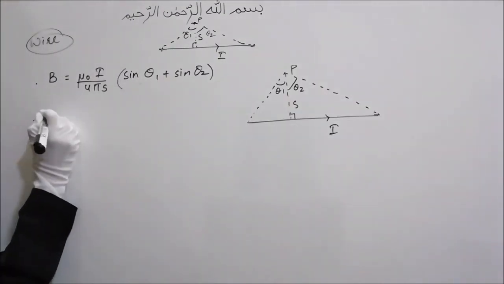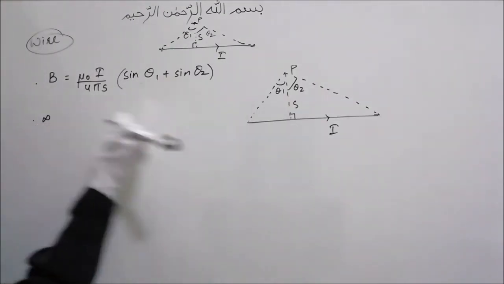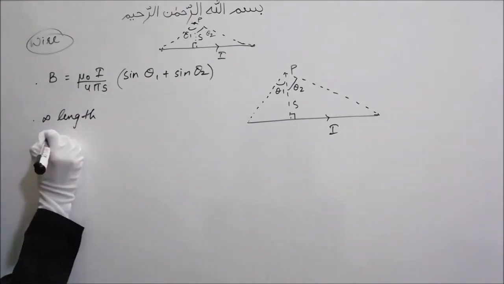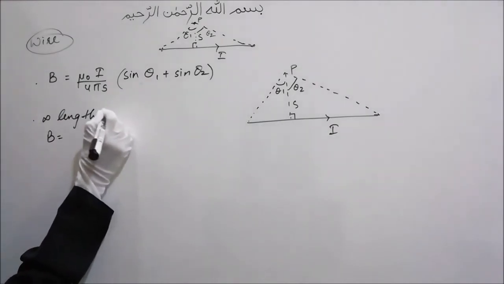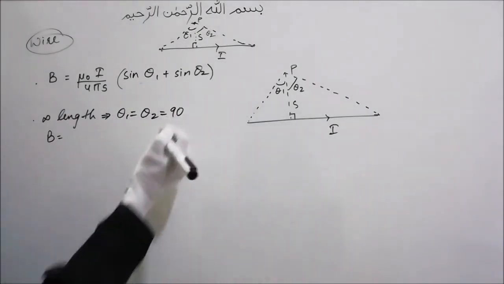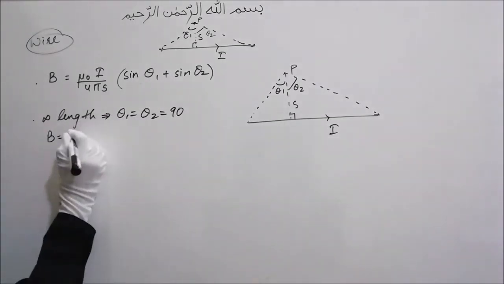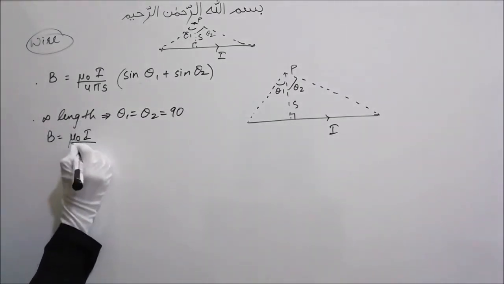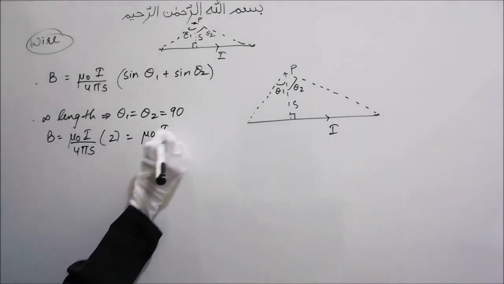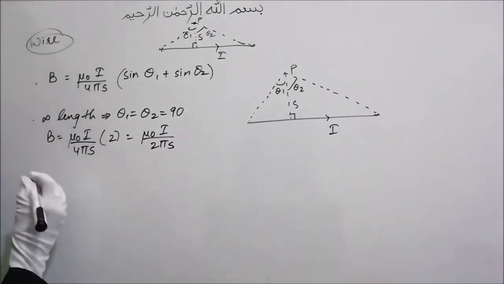If we had an infinite wire, or the length of the wire was infinite, then what will be the magnetic field? In this case, theta 1 and theta 2 both will become 90 degrees, and sine 90 is 1. Then the formula will reduce to mu naught I by 4 pi S into 1 plus 1, that is 2, which comes out to be mu naught I by 2 pi S.